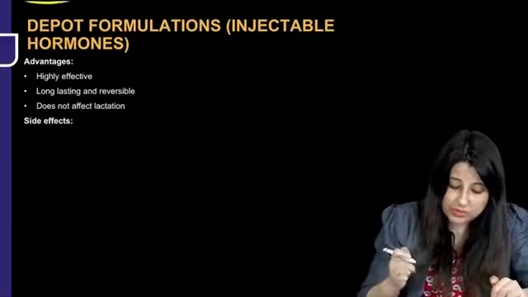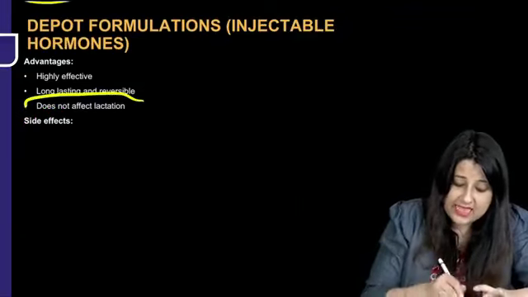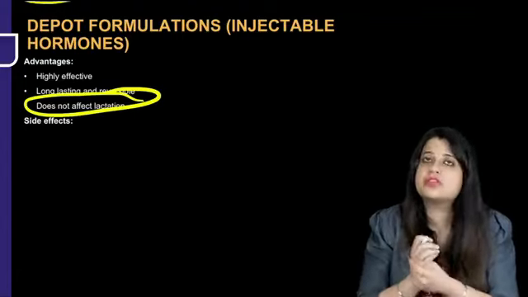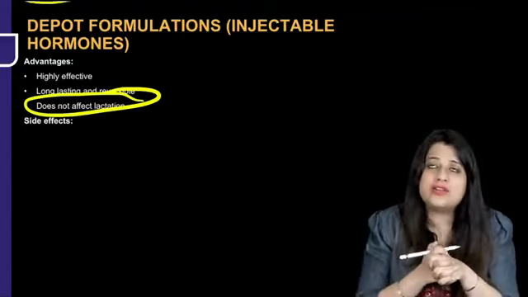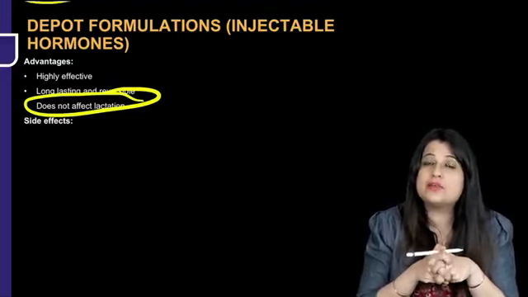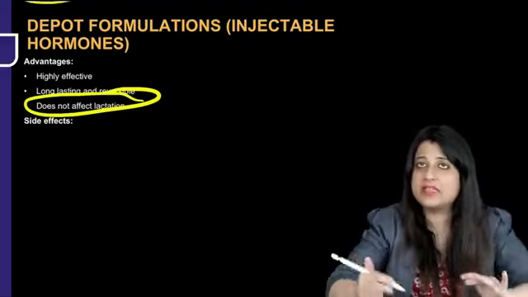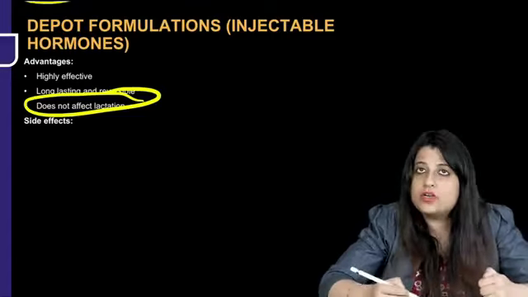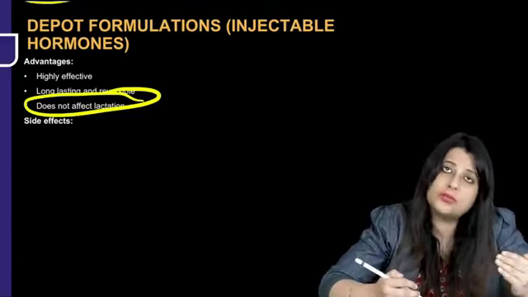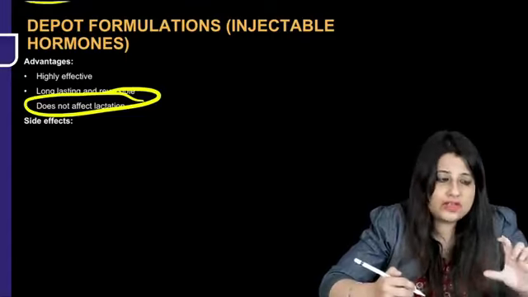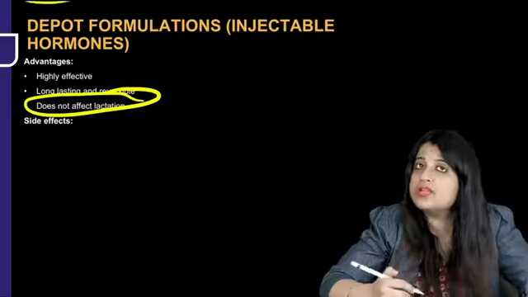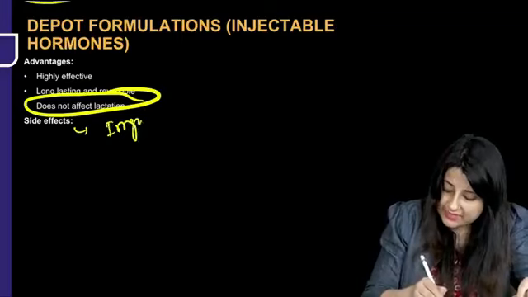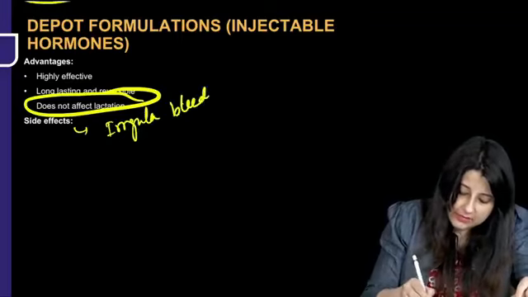Next, we have one more thing. It is highly effective, long lasting, and the good thing is that since it contains only progesterone, it can be used during the lactation period also. In fact, during the lactation period, the best thing is that an IUD can be inserted if the woman is an eligible candidate. Otherwise, we can go for depot formulations or progesterone only pills, but whichever hormonal content you use should contain only progesterone. The side effect, like I told you, is irregular bleeding.